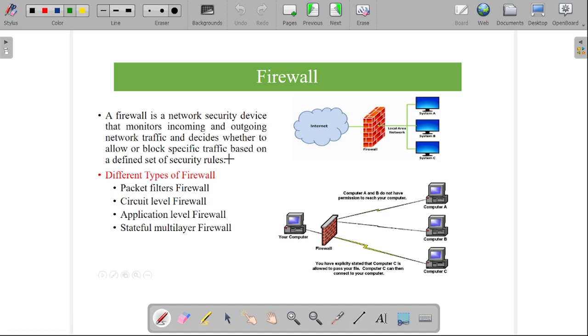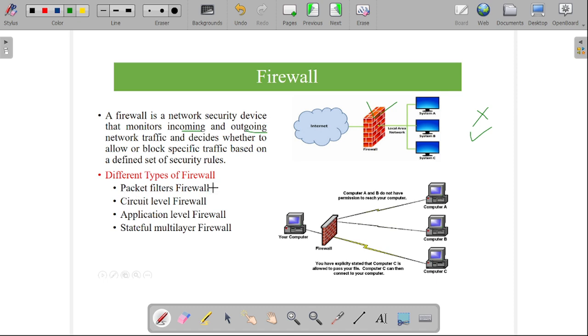So firewall is a network security device which is used for monitoring incoming and outgoing network traffic and deciding whether to allow or block a specific traffic based on a set of predefined security rules. If the packet consists of some malicious atoms, then these packets may be dropped. But if the packets are genuine, then the packet will be forwarded to the correct destination with the help of this firewall. So there are different types of firewalls available.